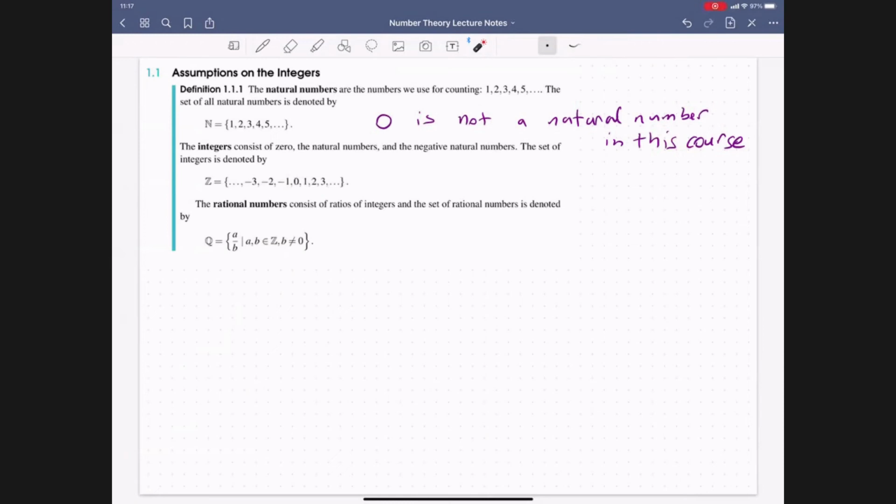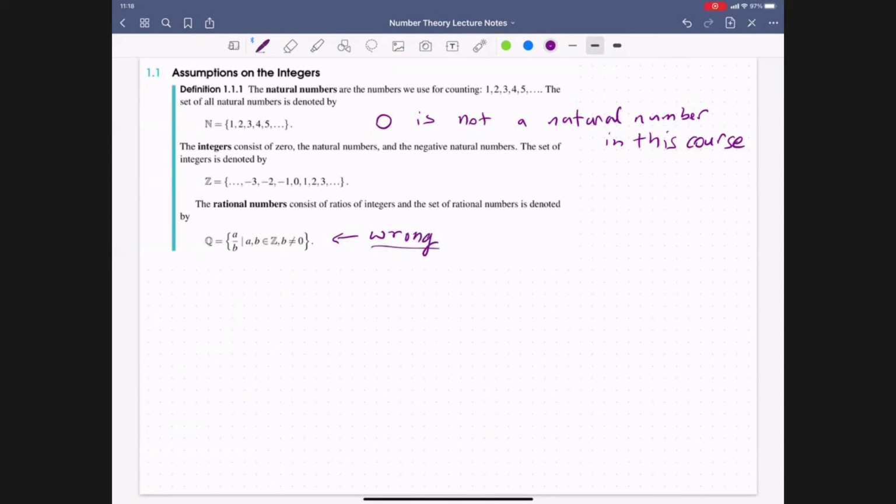Now, the rational numbers is the next set of numbers that we are going to be looking at. And so those are the ratios, a over b, where a and b are integers, and b is not equal to 0. Now, a comment on this set. This is actually wrong, but it'll be fine for our purposes. So why is this wrong?